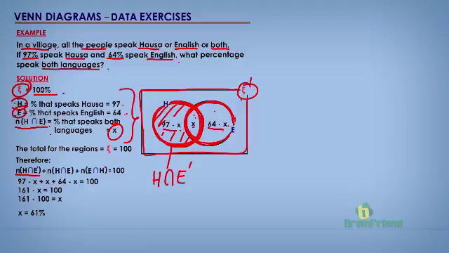The next region under consideration would be this region here, which is the intersection between our set H and our set E. That region has X, which is the unknown that we seek. So we have our region here, which is the intersection between H and E.